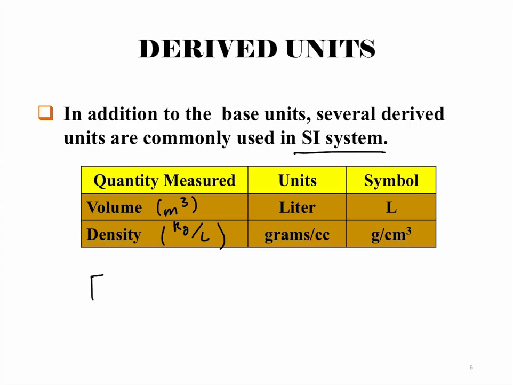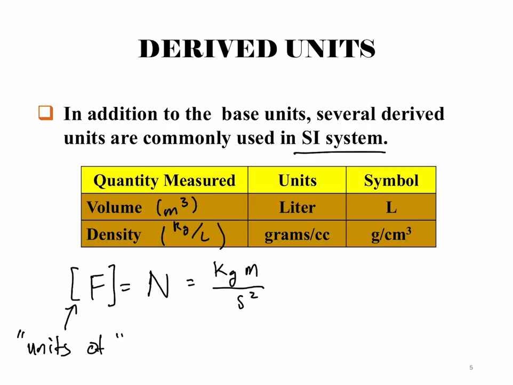Some other common ones is force, which is, so sometimes we use these brackets. This means units of. Right, so if I'm ever writing something and I put these brackets around it, it'll get confusing once we get to concentrations because they have the same notation, but those brackets can mean units of. So the units of force are newtons, and a newton is defined as a kilogram meter per second squared. All right, so there's another derived unit that we have there. And there's tons and tons of derived units that come from the standardized units.